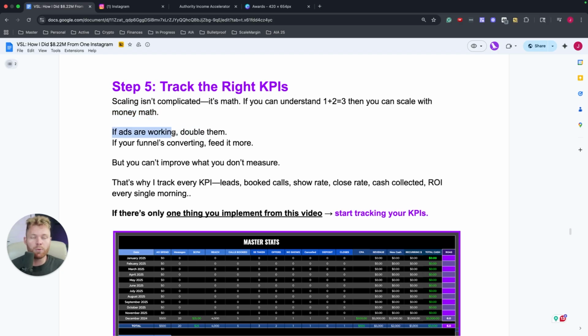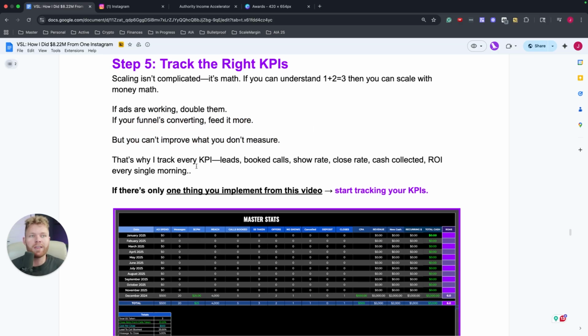So if ads are working, double them. If your funnel is converting, feed it more. But you can't improve what you don't measure. That's why we track KPIs every single day. Leads, book calls, show rate, close rate, cash collected, ROI, cost per quality lead, quality leads, ROAS. We track every single morning.